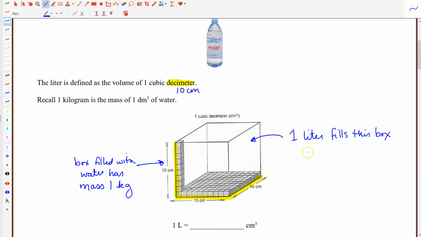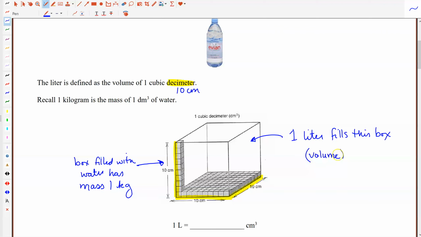Okay, so that is a measure of volume, or the amount of space inside of it. This same box, if I were to fill it specifically with water and then weigh it, has a mass of 1 kilogram. So mass and volume are two different things. Volume is the amount of space inside something. Mass is how heavy that thing is. That thing could be empty, it could be partially filled, fully filled, but the mass then would tell us how heavy it is.